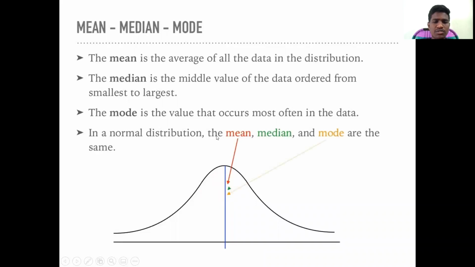In a normal distribution, the mean, median, and mode are the same. In a normally distributed curve, the mean, median, and mode are at the same point. Here we can see the middle: this is the mean, this is the median, this is the mode. That is called the normal curve.